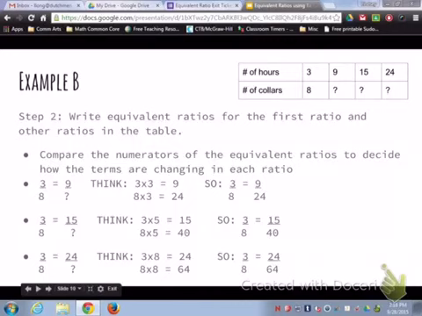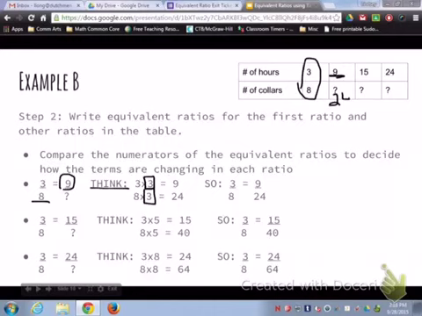So, for example, we can see that our first term is 3/8. So we're going to take 3/8 and we're going to write our next numerator, which is 9. So here we have our 9. So we have to think, how do I get from 3 to 9? Well, I multiply by 3. If I do that to the top, I have to do the same thing to the bottom. So 8 times 3 gives me 24. So our second ratio would be 9/24. We fill that into our chart. Then we do the same thing for the next two.